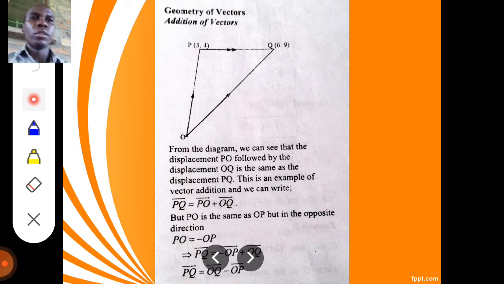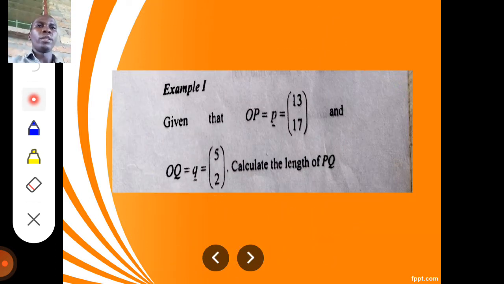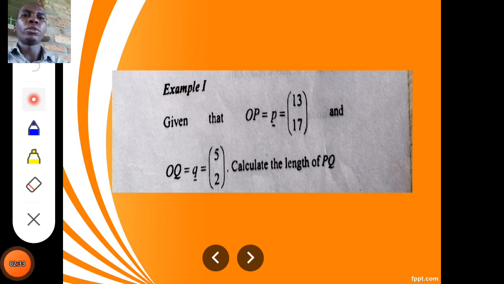For this case, the same thing with OQ is going like this. So when you want to find QO, QO is the same thing as negative OQ. Let us look at example number 1, which says that given that OP is equal to 13.7 and OQ is equal to 5.2, calculate the length of PQ.